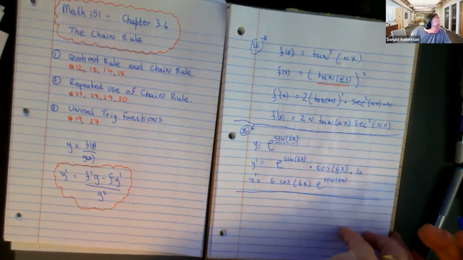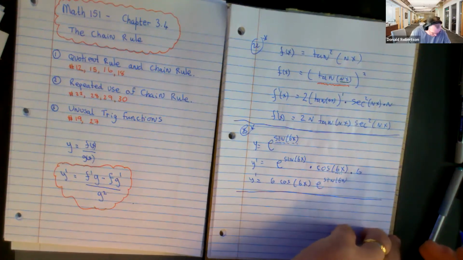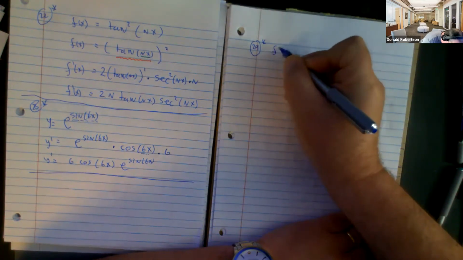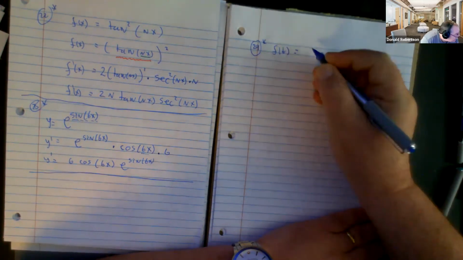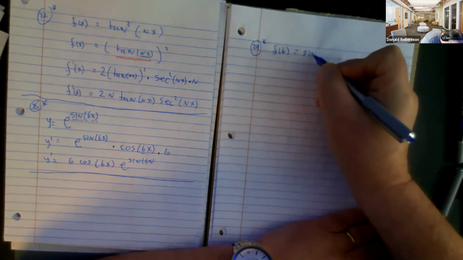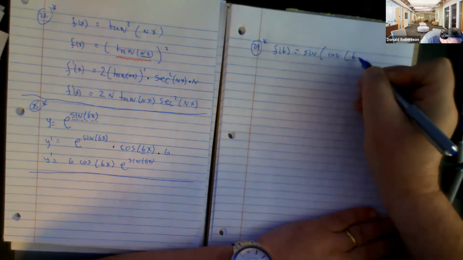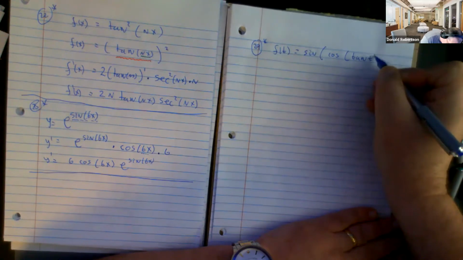Right, the next one I'm going to show you is this Russian doll, right? Chain rules inside chain rules. It's a head scratcher. I like them because they're nice puzzles. We're going to do the sine of the cos of the tan of t.